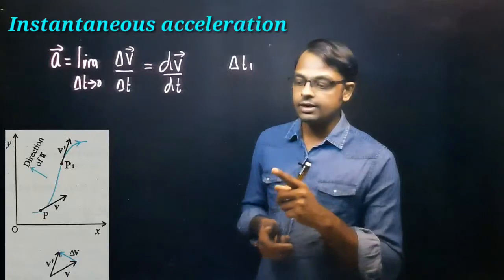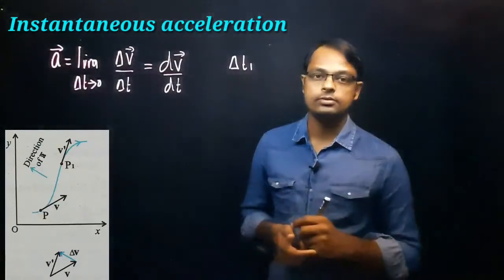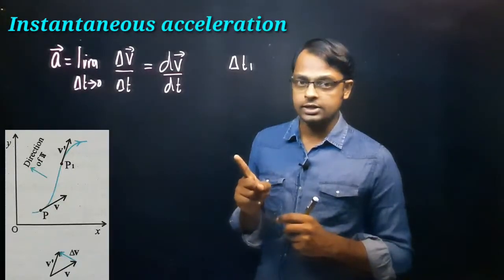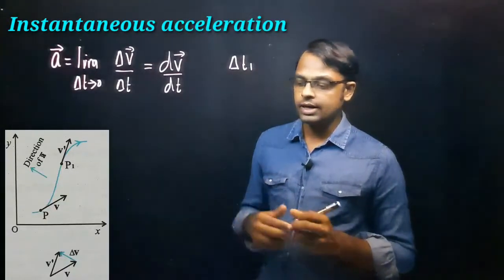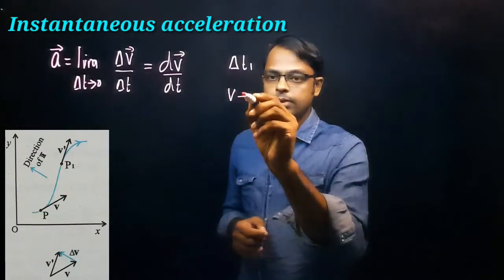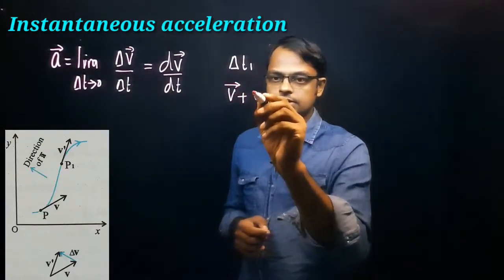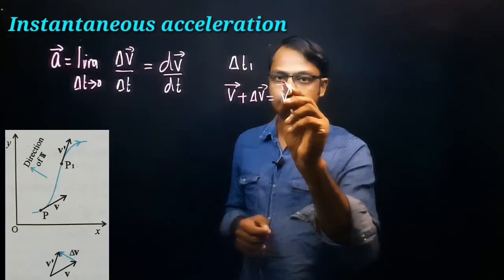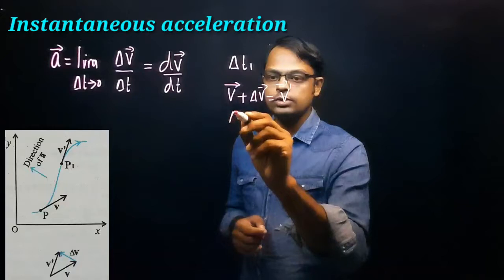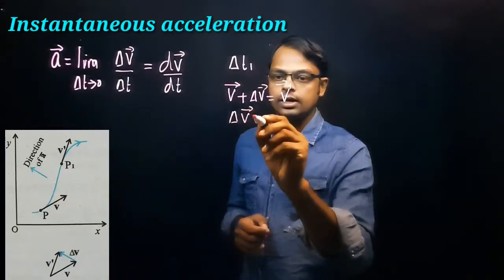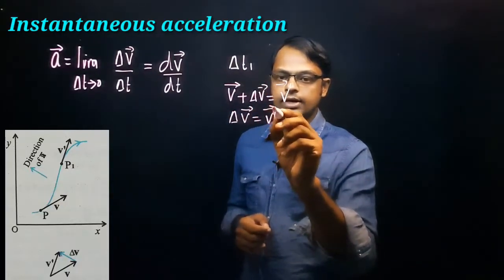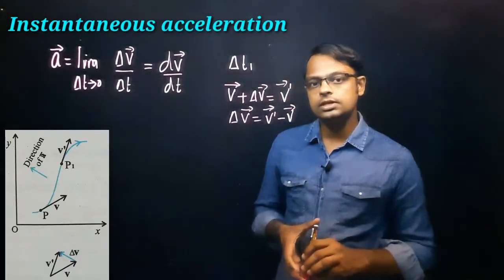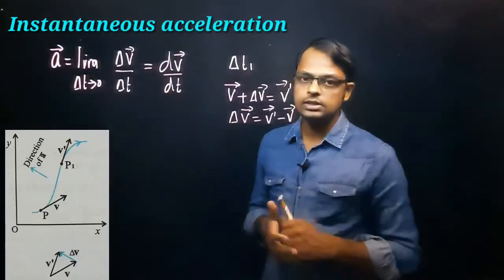You can see the delta v acting in this direction. Clear? So if you use the triangle law of vector addition, you will get the equation v vector plus delta v vector is equal to v dash vector. Correct? So what is the equation for change in velocity? Delta v vector is equal to v dash vector minus v vector. That means change in velocity is the final velocity minus initial velocity.